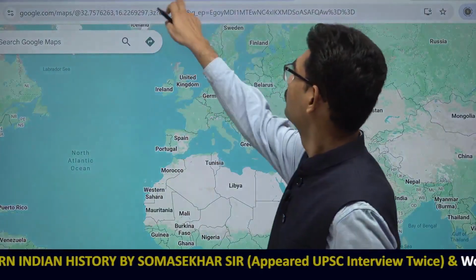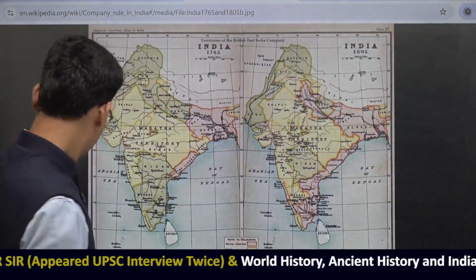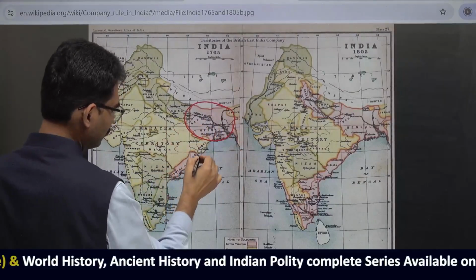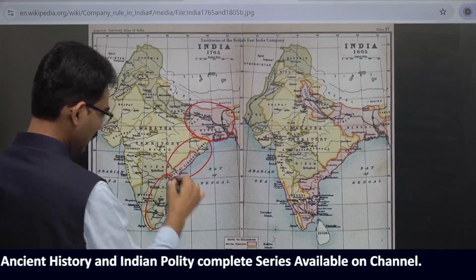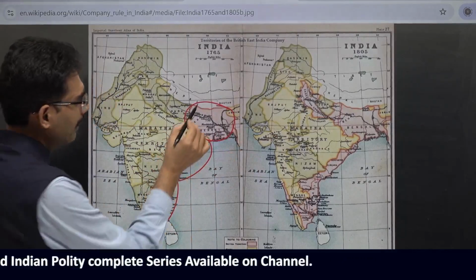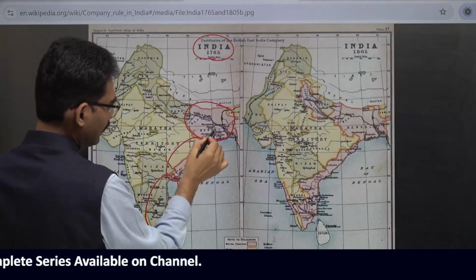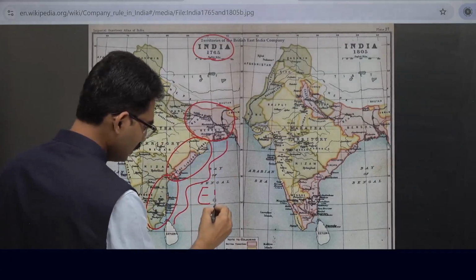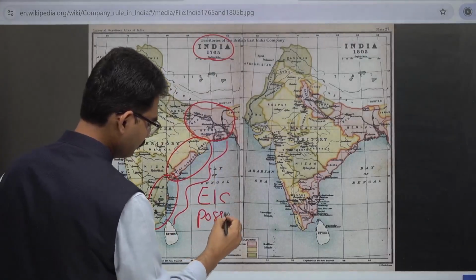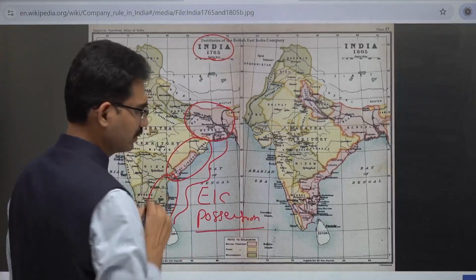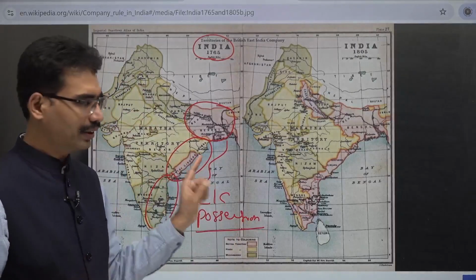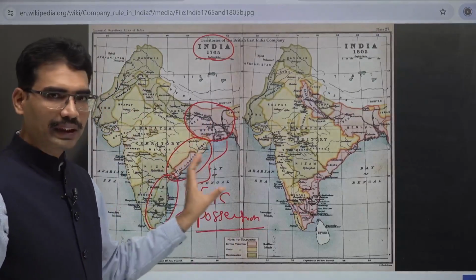This is the map. In 1765, this is the map of East India Company: Bengal, Odisha, Northern Sarkars, Carnatic region. By 1765, they were already in possession of these areas. They are called East India Company possessions, that means East India Company territories. Identify this. These are company territories.